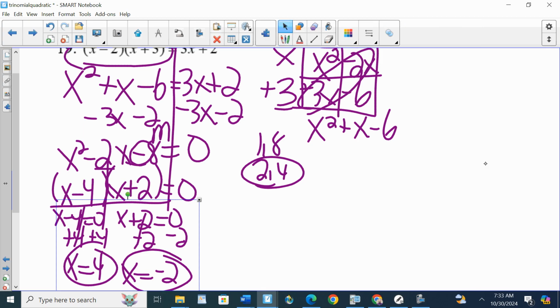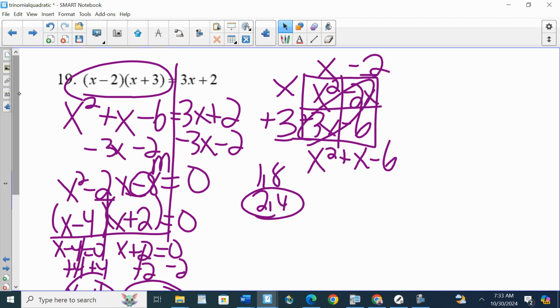So we're going to need this algebra for the geometry. This is what you need to know. Practice it until you know it, and then move on with your life.